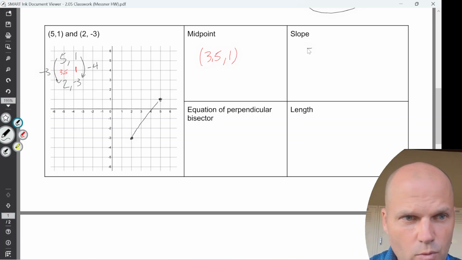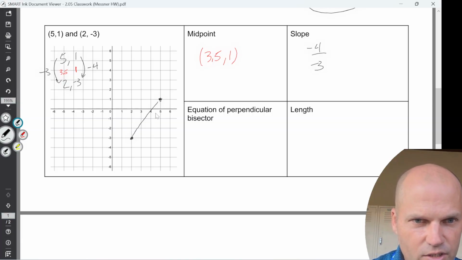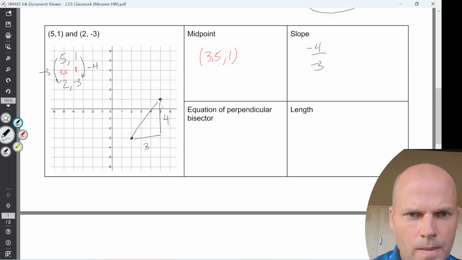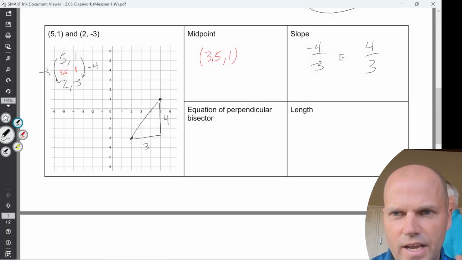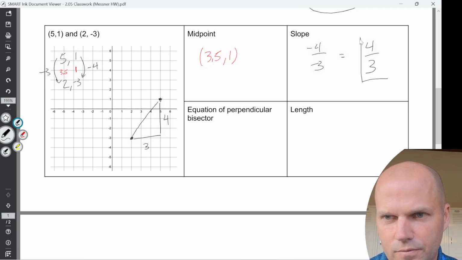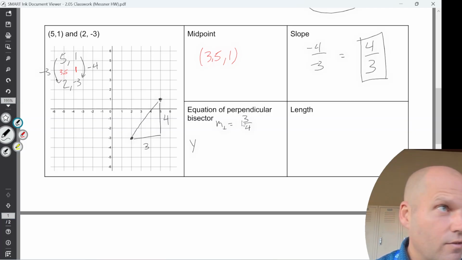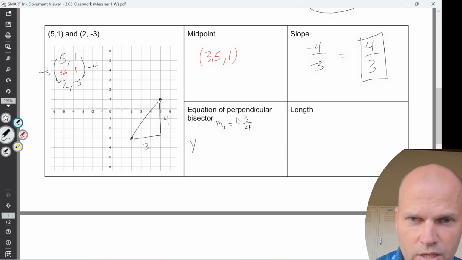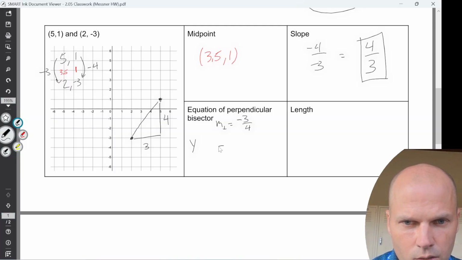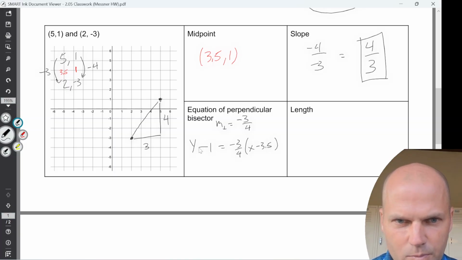My slope is the change in the y's over the change in the x's, so I can see I have 4 down, -3. Well, that's the same as +3 over +4. So I would change this negative divided by a negative into a positive. For the equation of the perpendicular bisector, my slope would have to be the flip, so whatever was the x change becomes the y change and vice versa, and the opposite sign. So that will be my slope of this perpendicular line. And I have my y minus 1 and my x minus 0.5.